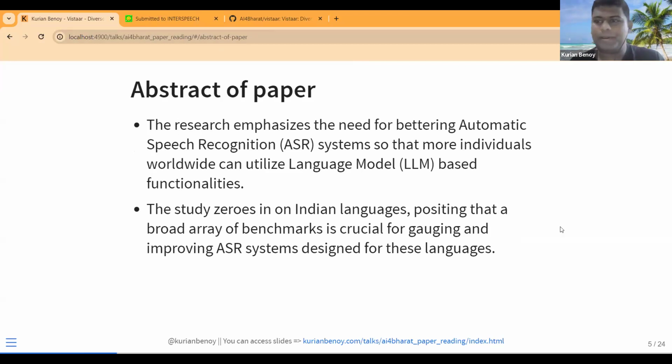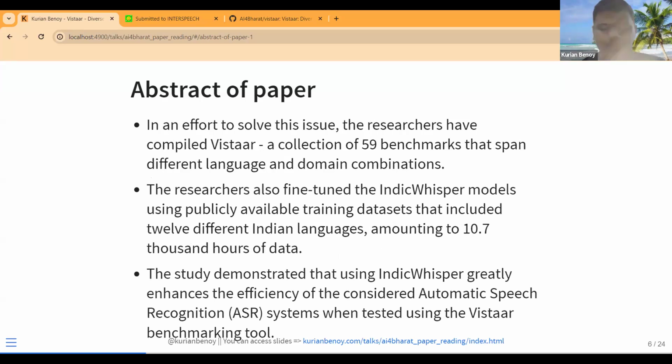Okay, so the abstract of the paper. The research paper emphasizes the need for better automatic speech recognition systems, so that individuals can use large language models, using ASR with LLMs, which it says is a crucial idea. I tried to convert the abstract into third person, so maybe the LLM might have hallucinated, sorry for that. In an effort to solve this issue, they compile Vistaar, a collection of 59 benchmarks in different languages and language combinations, and it amounts to about 10,700 hours of data.